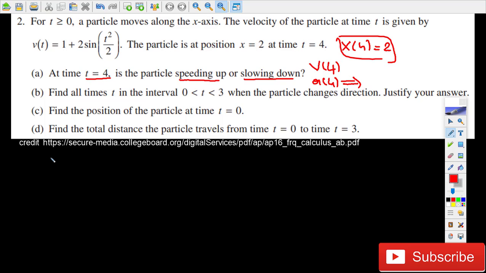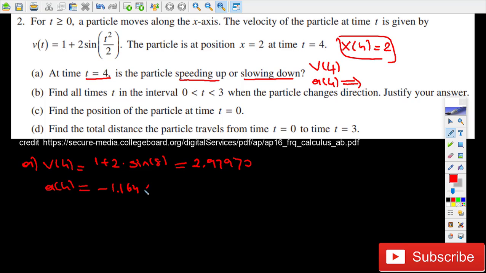Let's do it in part A. The velocity v of 4 is going to be equal to 1 plus 2 times sine of 8, and this result is equal to 2.979, which is bigger than 0, which is positive. And acceleration at t equals 4, again using the numerical derivative option in your calculator, because this is a calculator-permitted problem, is equal to negative 1.164, which is less than 0.